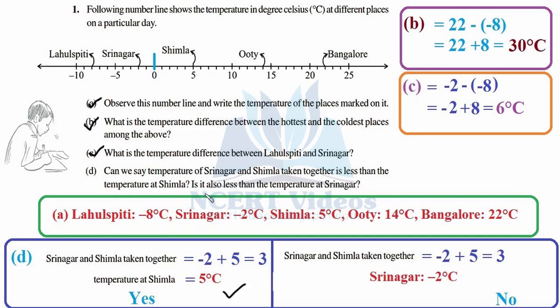Now, is it also less than the temperature at Srinagar? Well, we have to see it again. We have calculated Srinagar and Shimla taken together earlier, that is 3 degrees Celsius. Now, the case is reversed. Srinagar is at minus 2 degrees Celsius. So, this is false. It is not less than the temperature at Srinagar, it is greater. So, that was your D and this was your question number first.